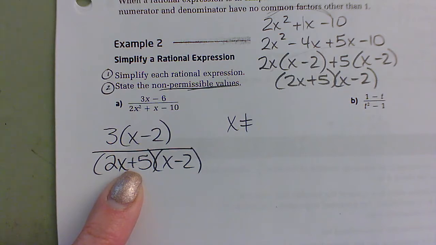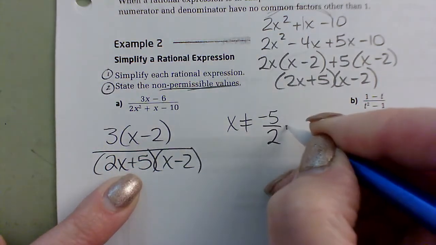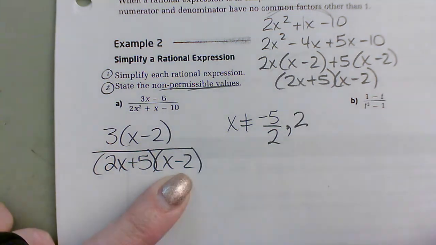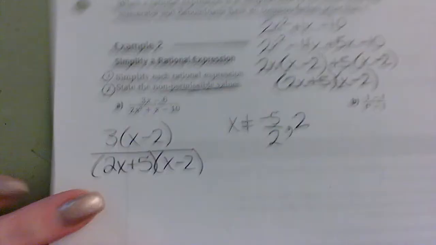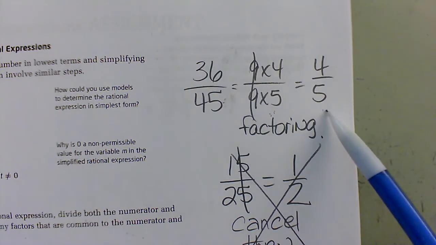5 over 2. Positive or negative? Negative. Negative 5 over 2. And what's this going to come out to be? 2. Okay? So that's what I did. I factored my top, factored my bottom, found my non-permissible values. Now the last thing is to cancel out and get that lower version.